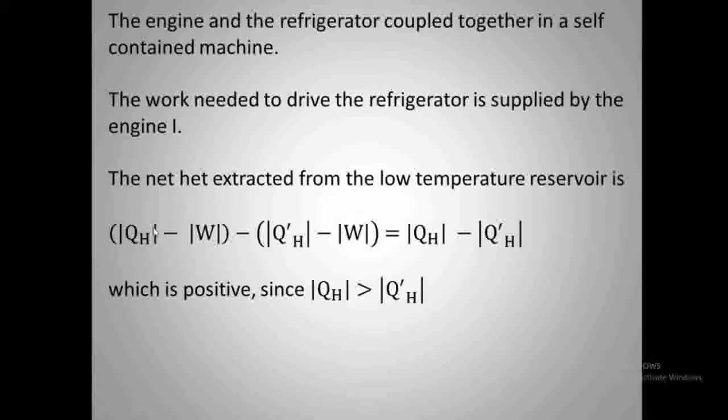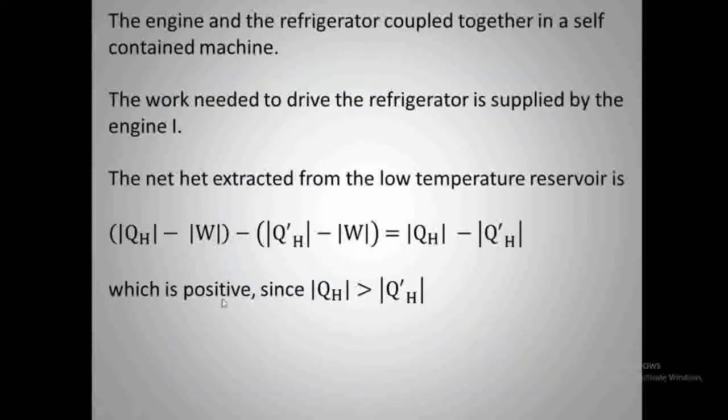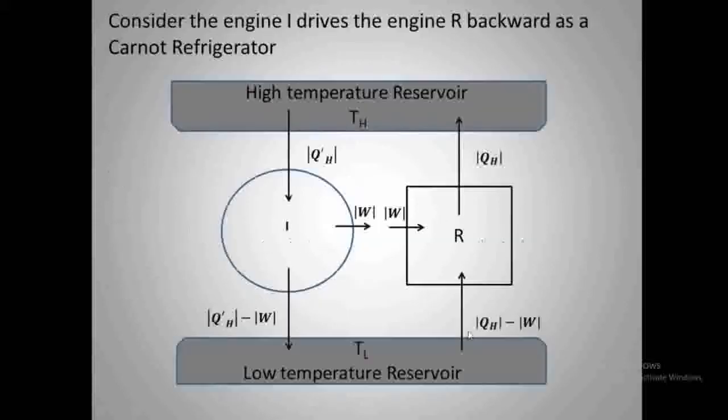So what is the net heat extracted from the low temperature reservoir? Here the heat extracted is QH minus W. The low temperature reservoir is getting Q dash H minus W amount of energy. So the net heat extracted is this quantity minus this quantity, that is QH minus W minus Q dash H minus W. That is, QH minus W is taken from the low temperature reservoir, and Q dash H minus W is rejected to the low temperature reservoir.